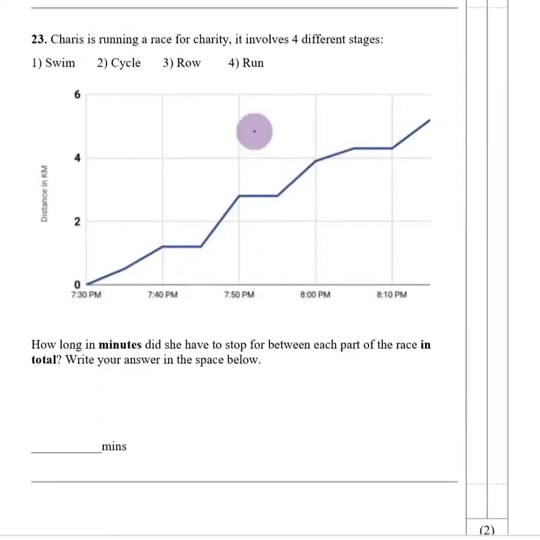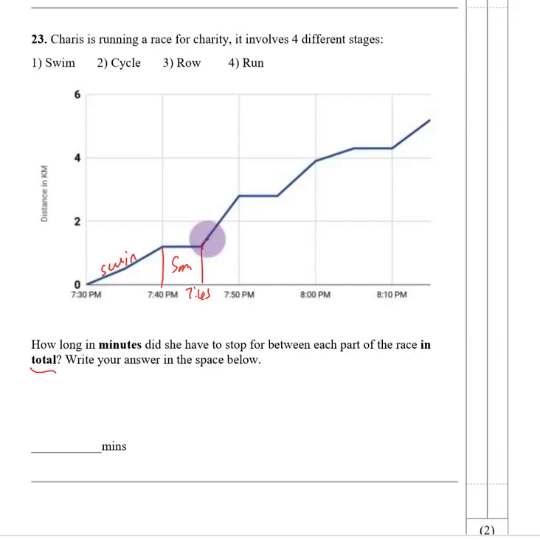Number 23. Karis is running a race for charity. It involves 4 different stages. She's got a swim, a cycle, a row, and a run. Now, it says here, we've got a line graph below that represents the race. How long in minutes did she have to stop for between each part of the race in total? Okay, so this first part is the swim. So she's swimming, she has to stop here. So she stops at 7:40, and then she starts again at 7:45, so she's only stopped for 5 minutes.